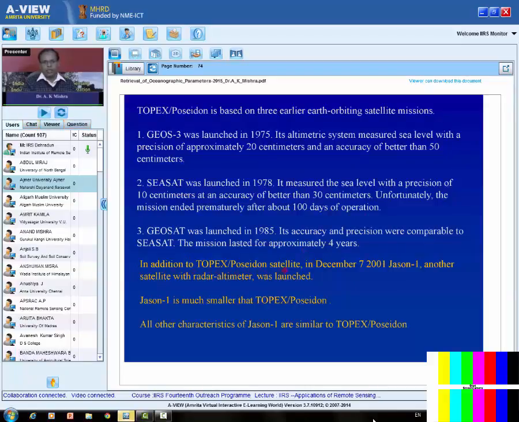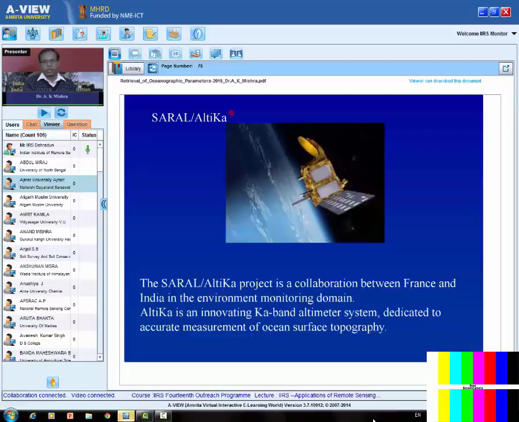In addition to the Topex Poseidon satellite, in December 2001, JASON, another satellite with a radar altimeter, was launched. JASON-1 is much smaller than Topex Poseidon. All other characteristics of it are similar to the Topex Poseidon satellite. Now we have SARAL AltiKa with us.